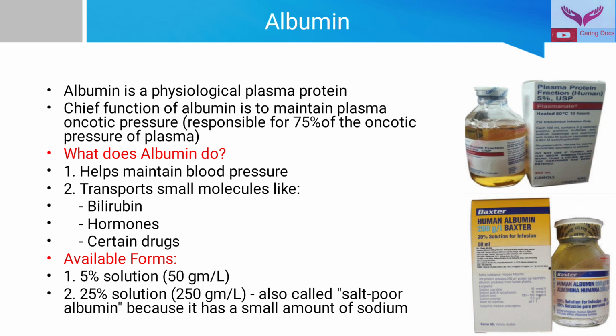Friends, albumin is a physiological plasma protein. Chief function of albumin is to maintain plasma oncotic pressure and it is responsible for 75% of the oncotic pressure of the plasma. Albumin helps to maintain the blood pressure. It helps in transporting small molecules like bilirubin, hormones, and certain drugs. It is available in the market as 5% solution, that is 50 gram per liter, or 25% solution, that is 250 gram per liter. This 25% solution is also called salt poor albumin because it has a small amount of sodium.